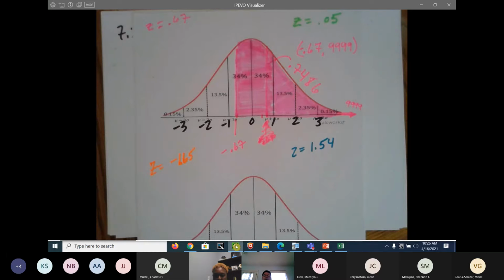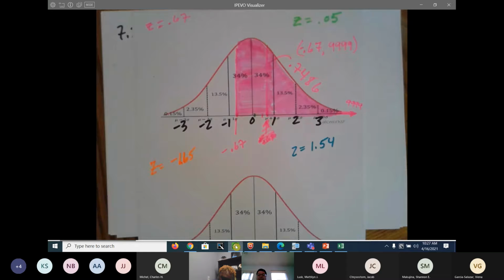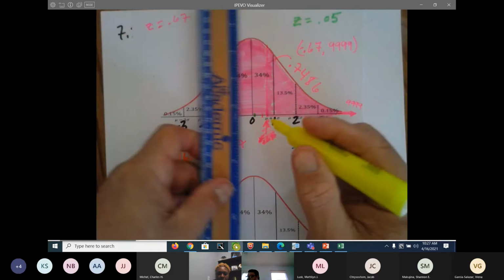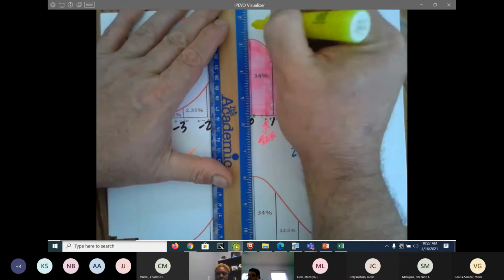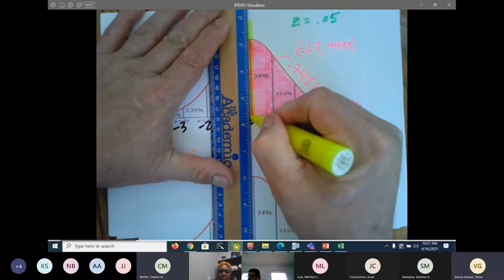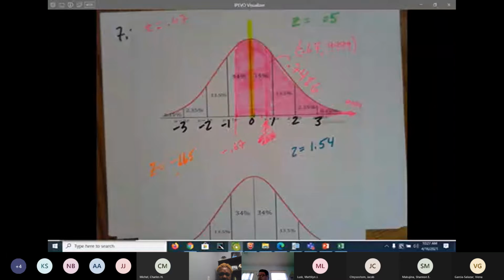Okay, now let's do 0.05. 0.05 is right here. It's right beside, what is this line right here called? Somebody tell me what this line right here is called. I'll give you a hint, starts with an M. Is it the median? It's the middle. It's the median. It's the mean. Okay.